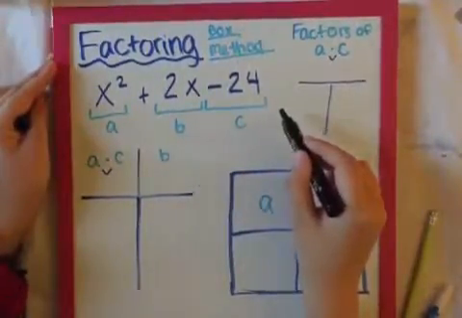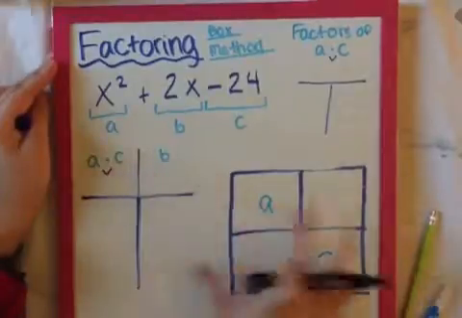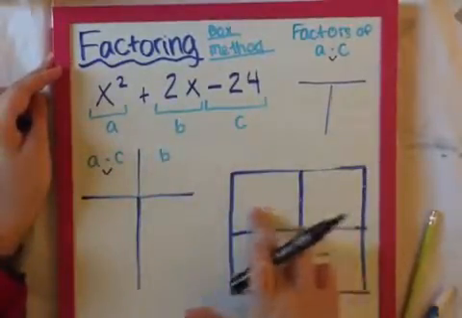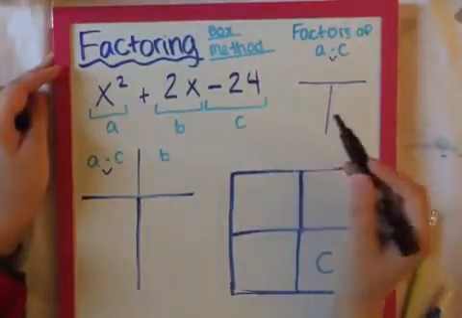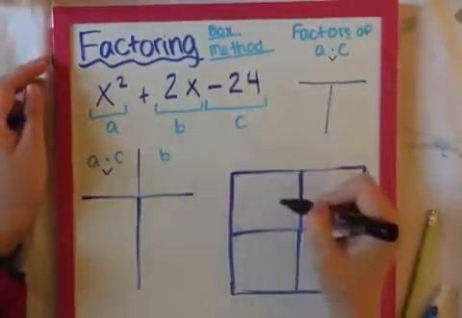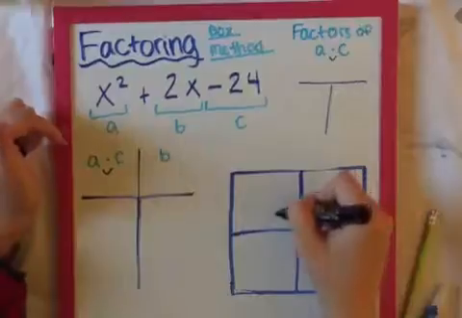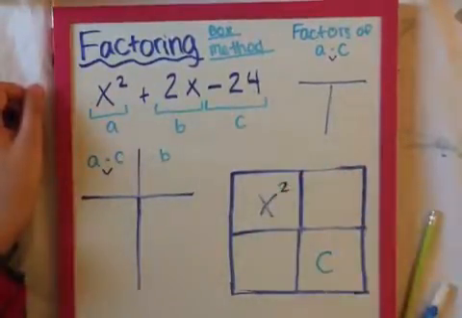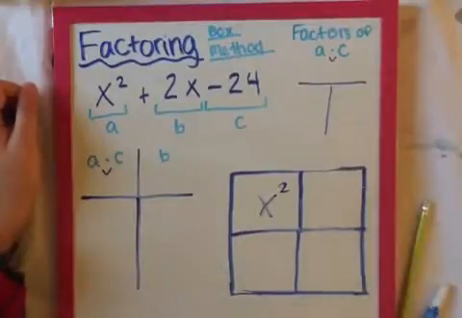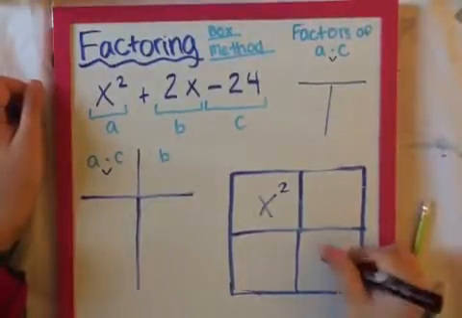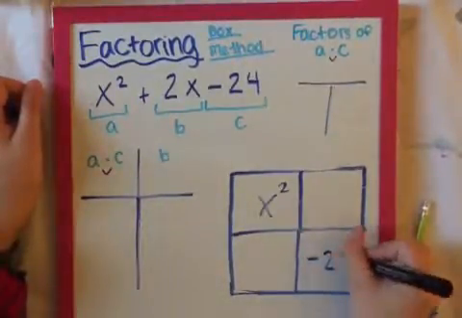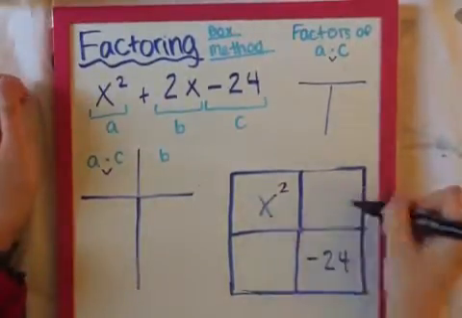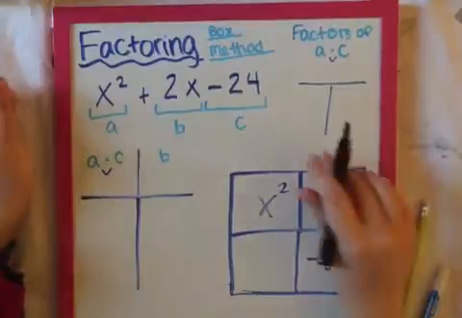And so what we're going to try to do here is we have our box right here, and let's go ahead and put in what we need to put in the box. So what I had for here was A. So for A, we're going to have x squared, and for C, I'm going to have the last term, which is negative 24. And in order to fill in the rest of these boxes, we are going to have to go over here.